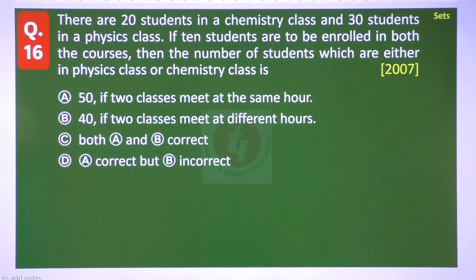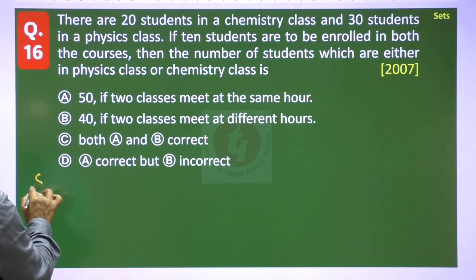Okay, now coming to this part. There are 20 students in a chemistry class and 30 students in a physics class. If 10 students are enrolled in both the courses, then the number of students who are either in physics class or in chemistry class is 50 if two classes meet at the same hour. Two classes meet at the same hour, try to understand.